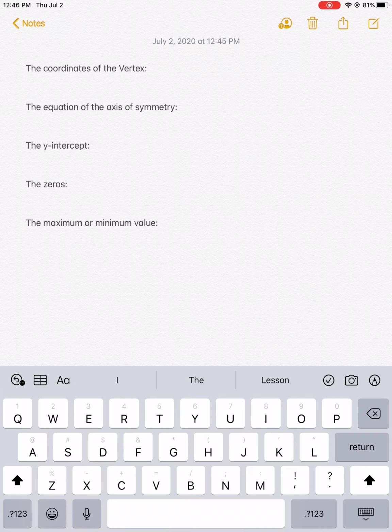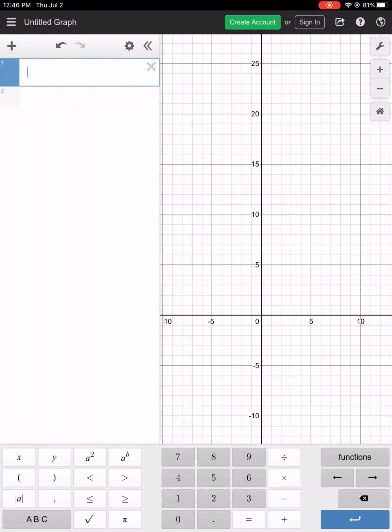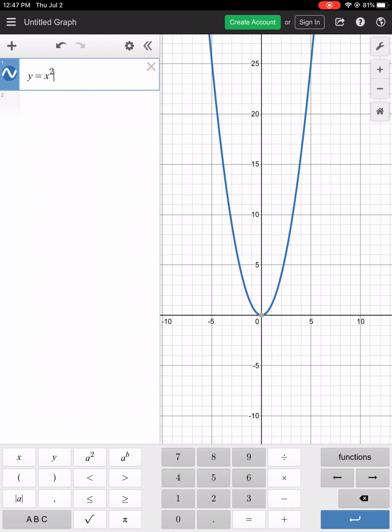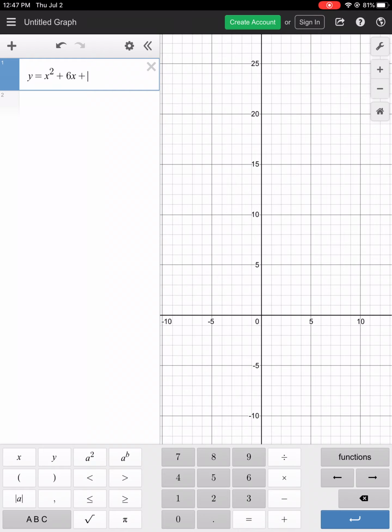So when it says the coordinates of the vertex, that's the point of the max or min value that it can be. I'm going to back up a little bit and go for this first equation. I'm going to graph it. I'm going to use Desmos because I find Desmos better. y is equal to x squared plus 6x plus 8.